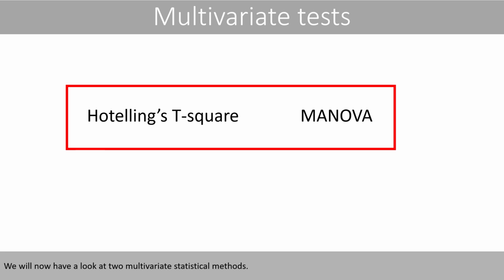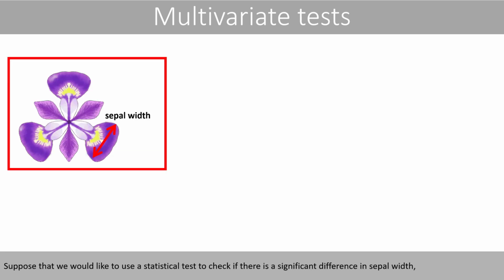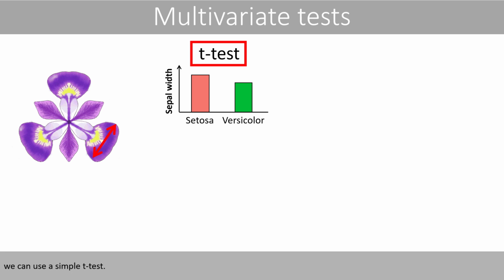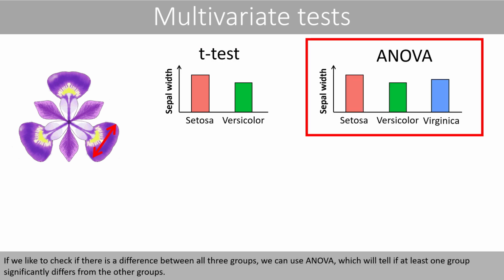We will now have a look at two multivariate statistical methods. Suppose that we would like to use a statistical test to check if there is a significant difference in sepal width between the two species Setosa and versicolor. Since we only have measurements on one variable of two groups in this case, we can use a simple t-test. If we would like to check if there is a difference between all three groups, we can use MANOVA, which will tell if at least one group significantly differs from the other groups.